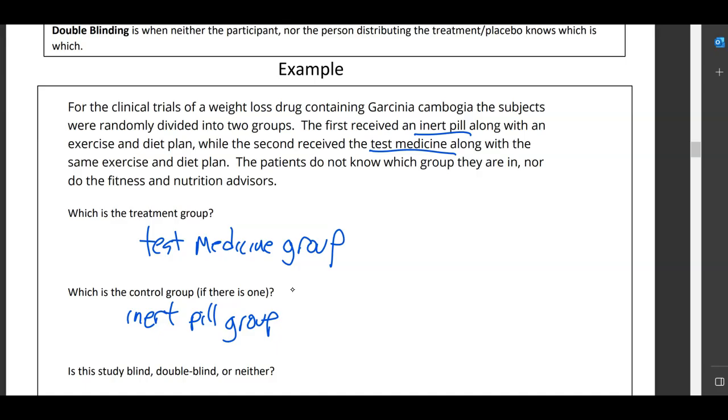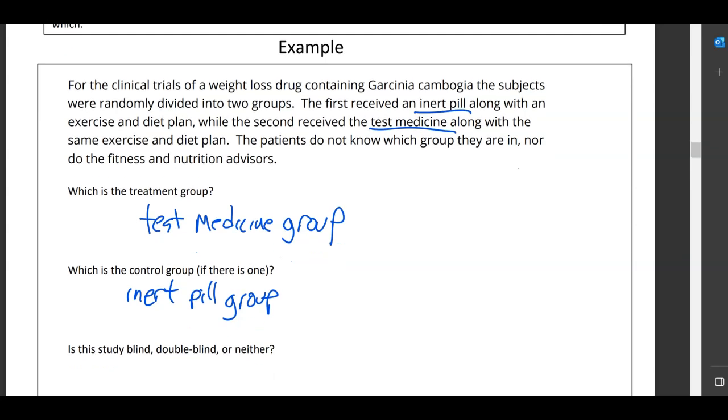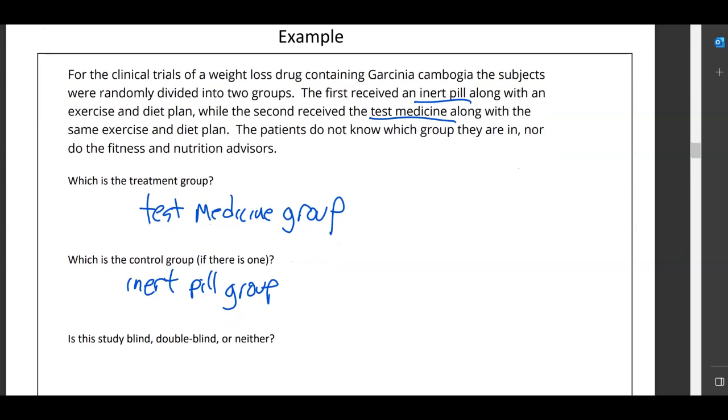Now, patients do not know which group they are in, nor do the fitness and nutrition advisors. So both sets of people don't know. This is double blind.